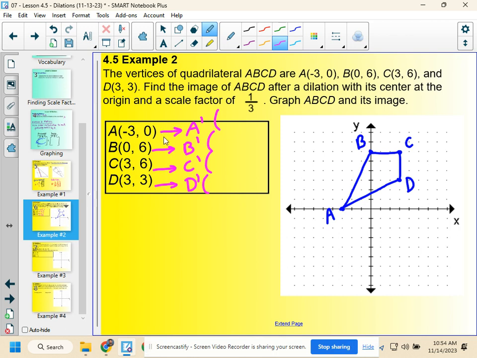And I'm going to multiply everything by 1/3. So what is -3 times 1/3? It's -1. What is 0 times 1/3? It's 0. What is 0 times 1/3? It's 0. What is 6 times 1/3? 2. And then most of these we've done already.